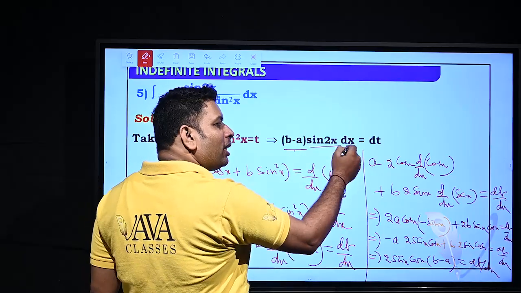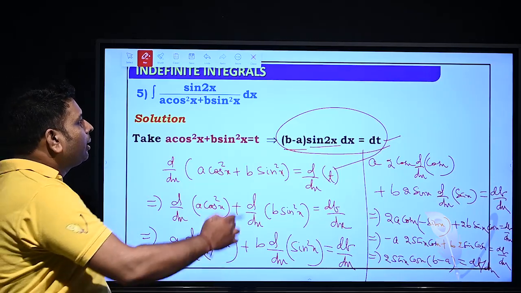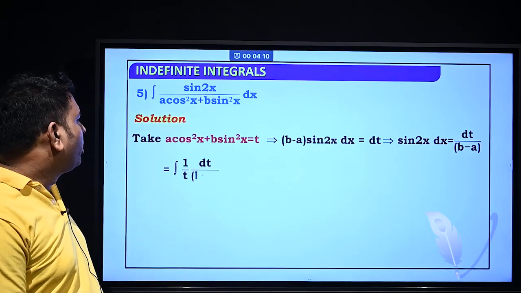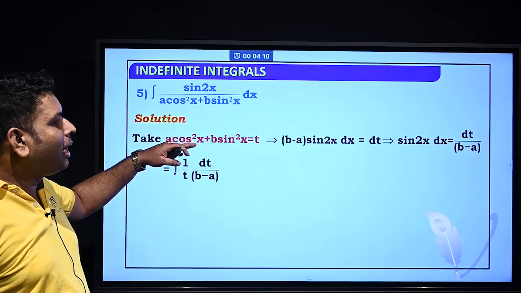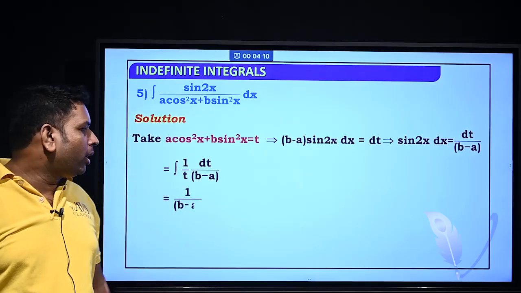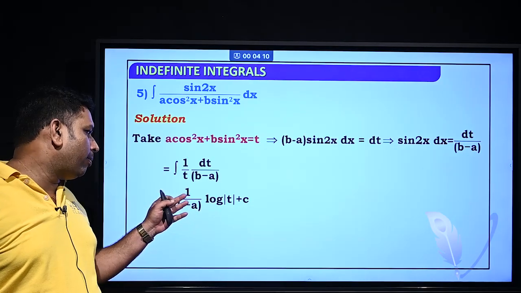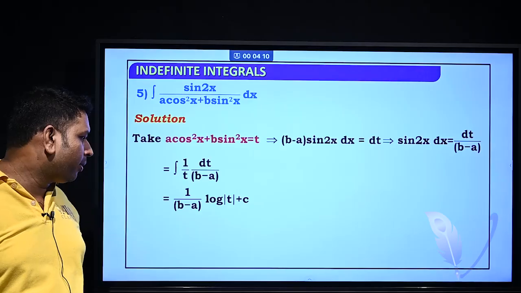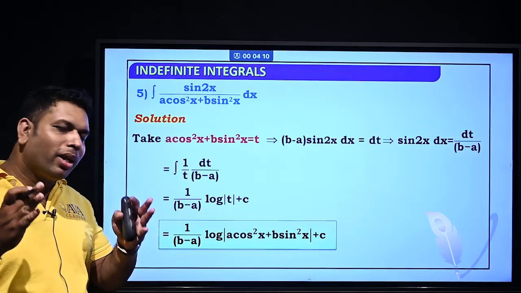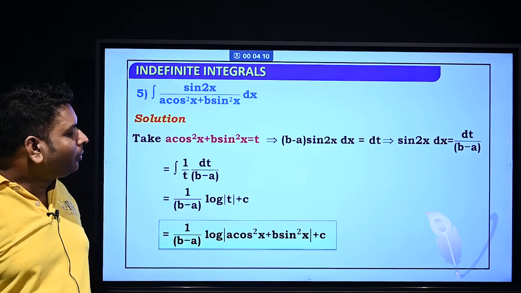So (b minus a) sin 2x dx equal to dt. So sin 2x dx equal to dt by (b minus a). So integration sin 2x dx is dt by (b minus a), so it is 1 by t dt by (b minus a). So it is 1 by (b minus a), integration dt by t is log t. So 1 by (b minus a) log mod t plus c. So it is 1 by (b minus a) log mod a cos square x plus b sin square x mod plus c. Okay, so this is the required answer.